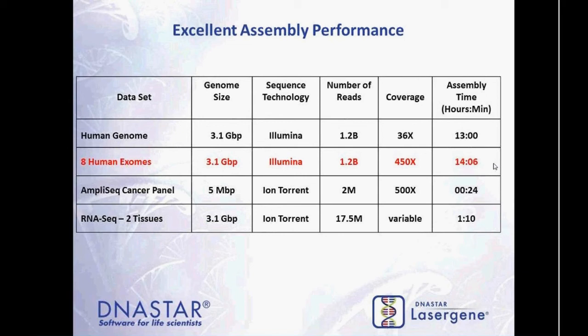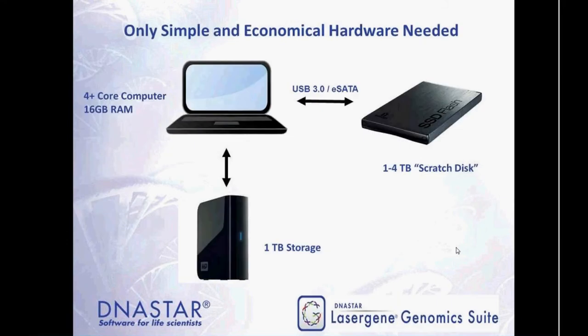And then other data sets that are smaller, like targeted resequencing panels or RNA-seqs, may take just a few minutes to an hour, somewhere in that range. So again, this assembly time is extremely competitive. And again, the key distinction is the hardware that we're running the software on. You would expect assembly times to be very fast on Linux clusters that cost tens of thousands of dollars. We design our software to take advantage of the hardware that is accessible to most researchers.